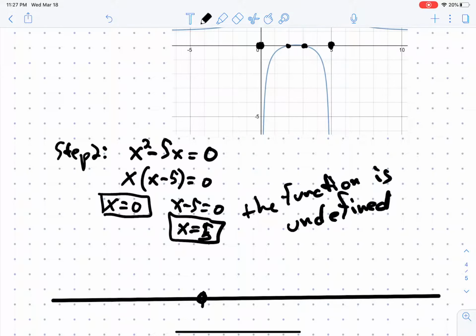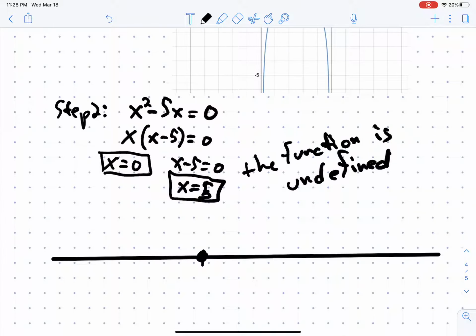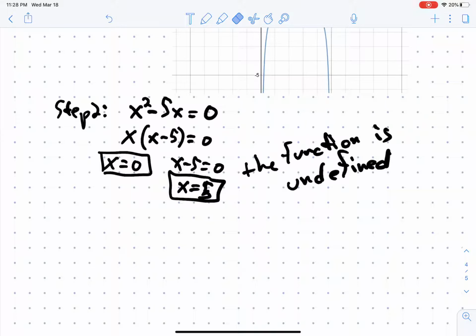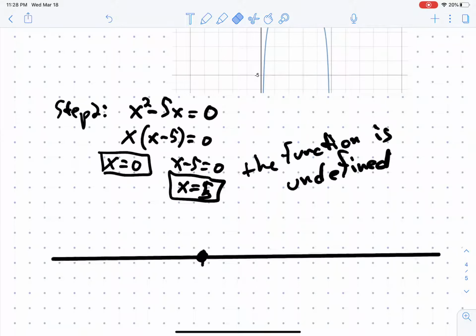0 was one of them. That was one of the places it was undefined. And since it's undefined there, we're not going to include that number in any of our solutions, because we only want places where it's defined. So instead of putting a solid dot there, I'm going to put an open dot there. That open dot is going to be really helpful to us later. It's going to let us know that this is a place where the function is not positive, it's not negative, it's undefined. So that was at x equals 0. And there's another one down here at x equals 5. I'm going to put an open dot there as well.